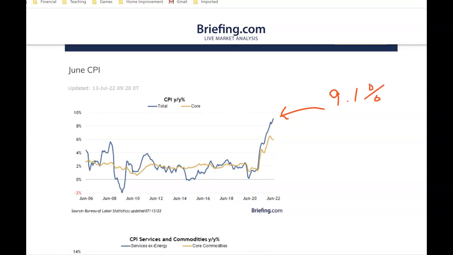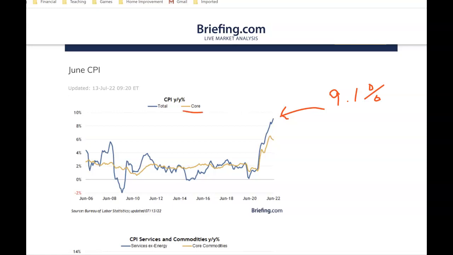9.1%. Now, that's a 12-month average, a 12-month year over year. So basically, you look at CPI in June of last year compared to June this year, and it increased 9.1%. And as you can see by this graph going all the way back to June 2006 to present, that is a historic high.